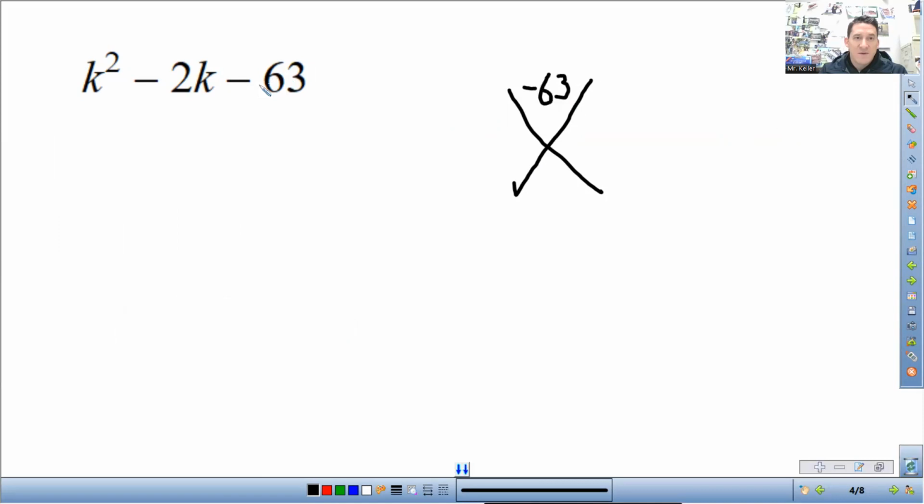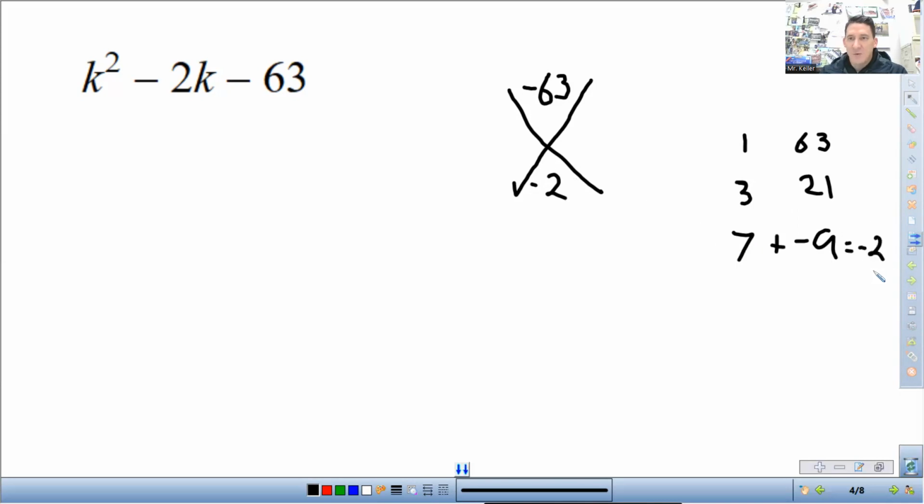Negative 63 on top. So if it's minus 63, it's negative 63. Negative 2 on bottom. So numbers that multiply to get 63. That'd be 1 and 63. 2 doesn't. 3 and 21. 4 doesn't go into it. 6 doesn't divide 63. 7 and 9. And I think that might be it. We're going to use our 7 and 9. Since it's negative, one of them has to be negative. So it's going to be a positive 7, negative 9 is going to be equal to a negative 2. So positive 7, negative 9.